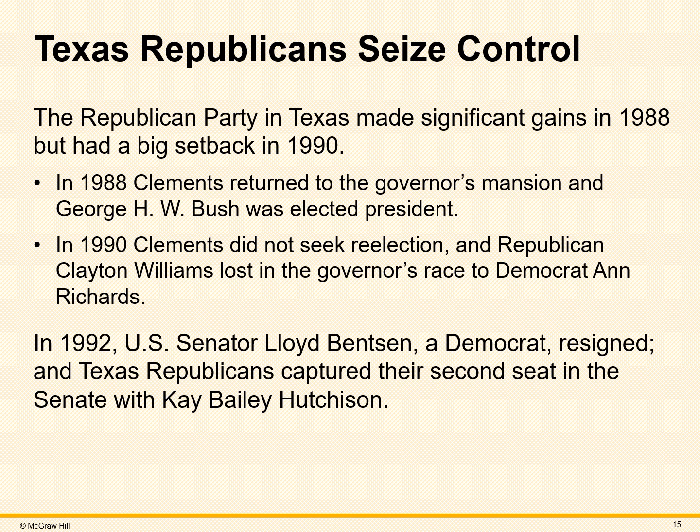The Republican Party in Texas made significant gains in 1988 and had a big setback in the 1990s. In 1988, Clements returned to the governor's mansion and George H.W. Bush was elected president. In 1990, Clements did not seek re-election and the Republican Clayton Williams lost in the governor's race to Democratic Ann Richards. In 1992, U.S. Senator Lloyd Bentsen, a Democrat, resigned and the Texas Republicans captured their second seat in the Senate with Kay Bailey Hutchison.